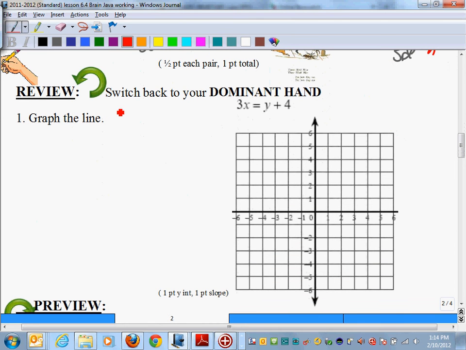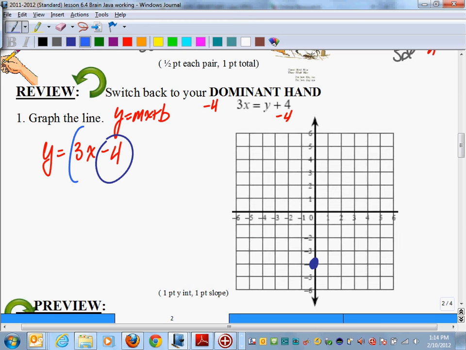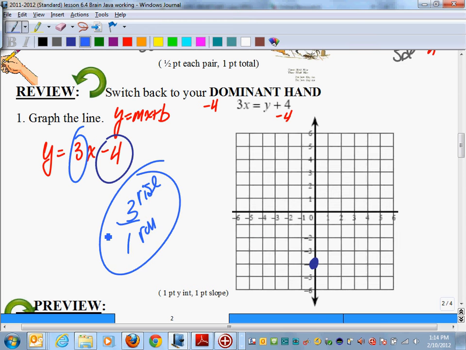Graphing a line. We want to get this into y equals mx plus b. So we're going to minus 4 on both sides, and so I have y equals 3x minus 4. How do we graph? The intercept is at negative 4. My slope is 3 over 1, rise over run. So I'm going to go up 3, 1, 2, 3, and over 1, or down 3, 1, 2, 3, and over 1. Either way, my line is like so.